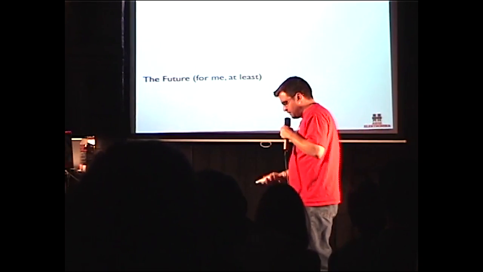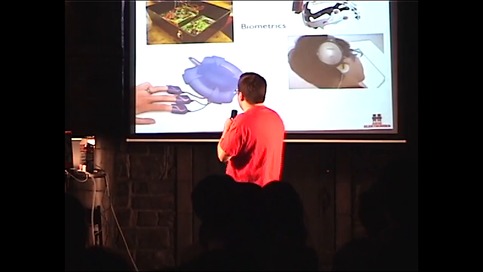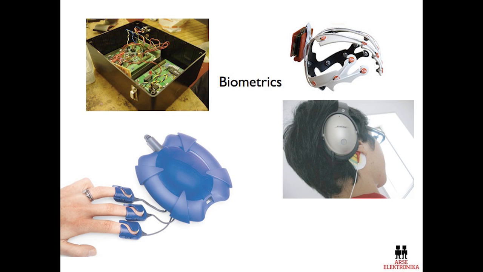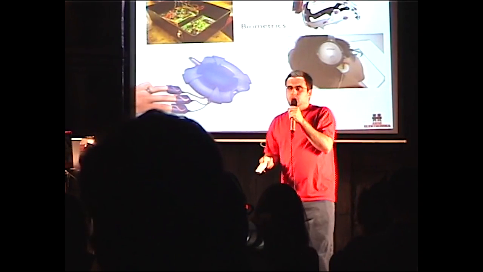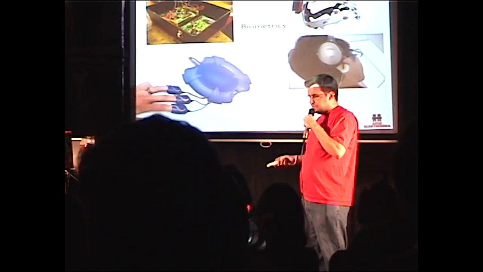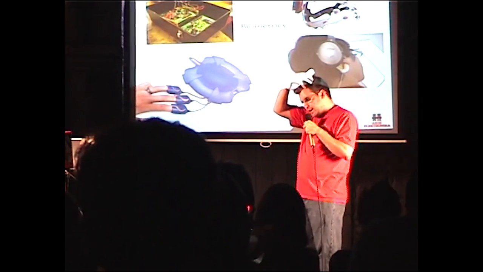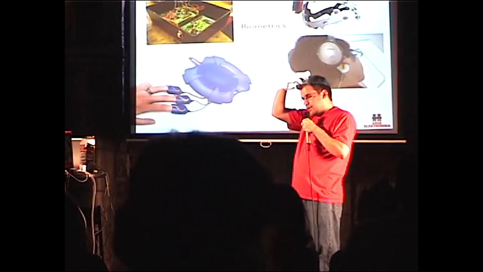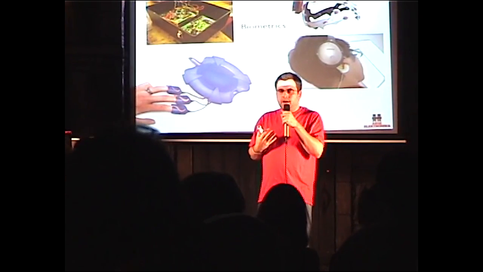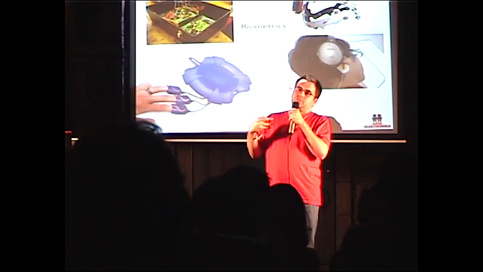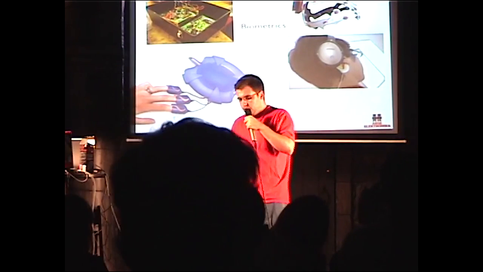So what is the future, or at least what do I think the future is? First off, biometrics. We have access to the information from our body in a myriad of ways now, and it's almost becoming affordable for us. These two things up here on top are EEGs, electroencephalograms, and they basically check the current on the surface of your brain. And you can tell things like excitement levels, what your face is doing, so whether you're blinking, smiling, or frowning, and so on and so forth.